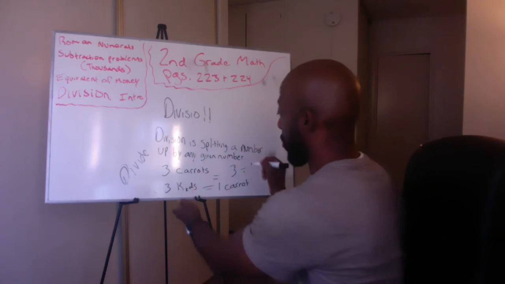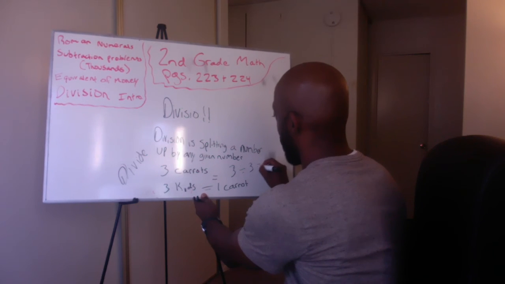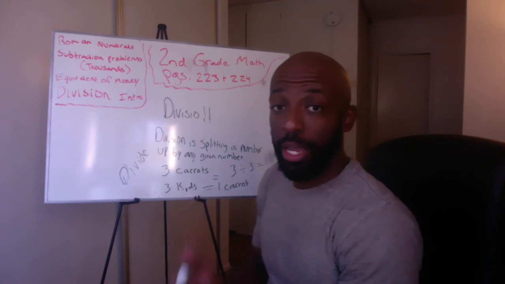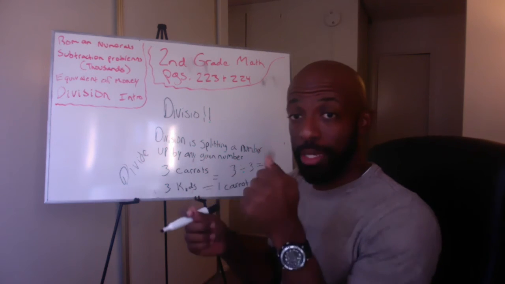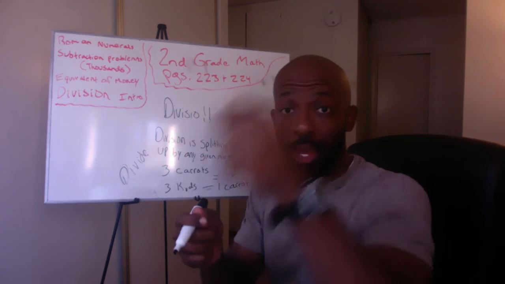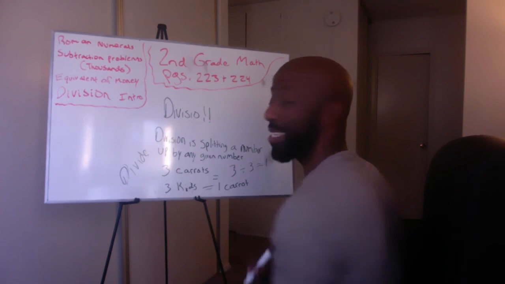We had 3 carrots, so 3 divided by how many kids? 3 kids. And that equals what? Well, how many carrots did each kid get? So 3 divided by 3. We had 3 kids, 3 carrots, so I gave each kid 1. So the answer is going to be a nice big 1.